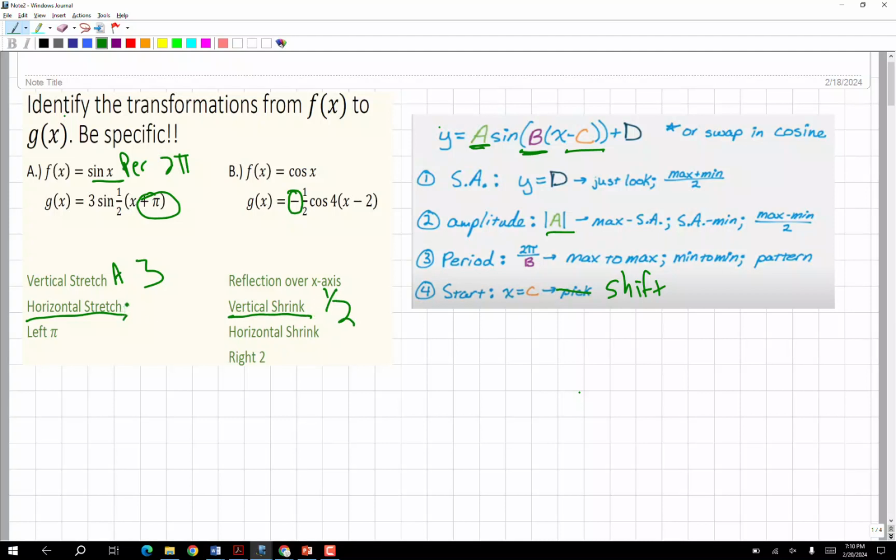See how this one was a stretch? Because 3 is bigger than 1. This is a shrink because 1/2 is less than 1.